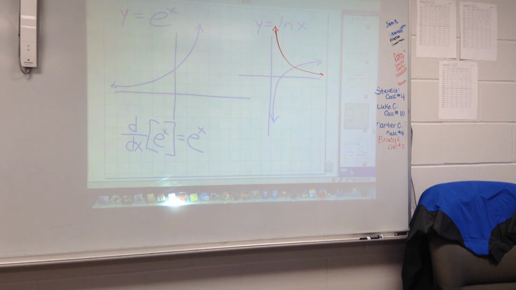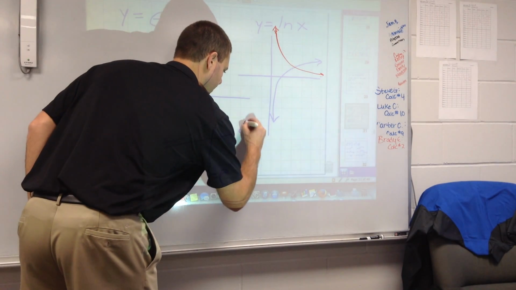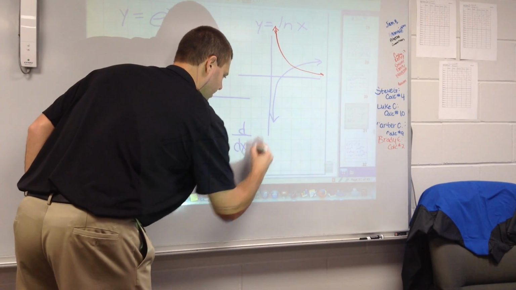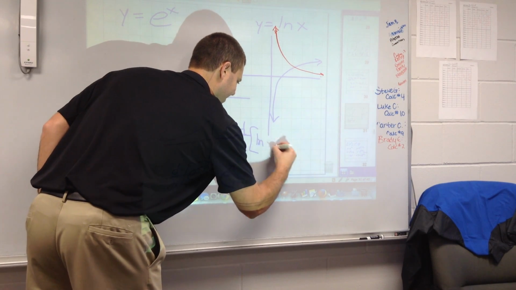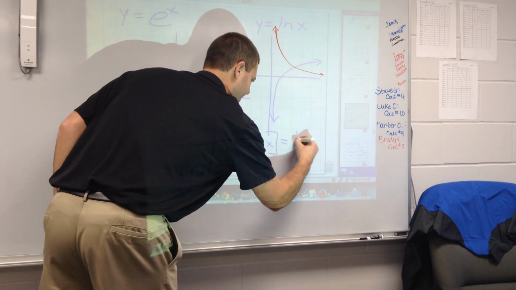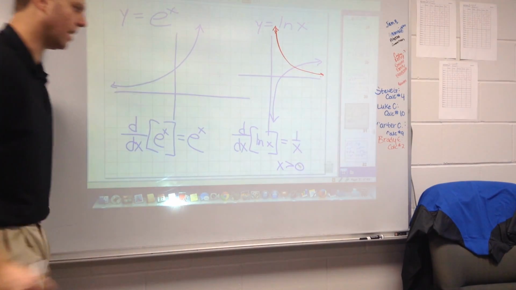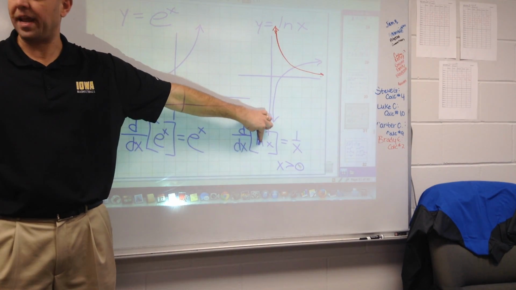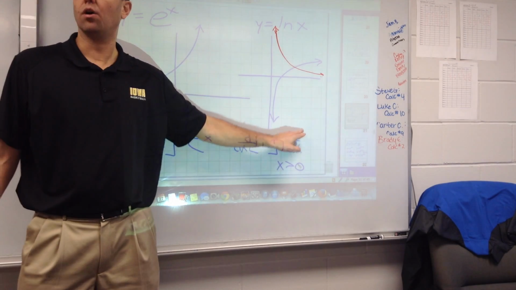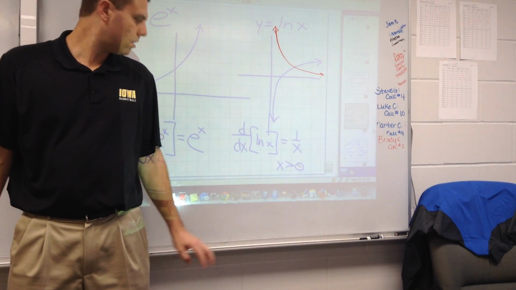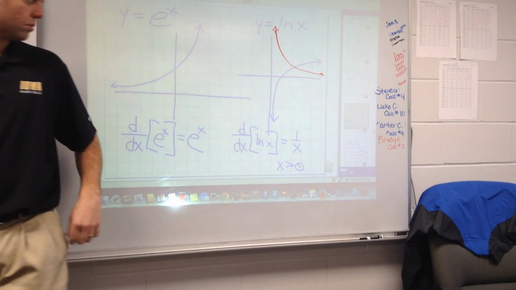What does that possibly look like? Like half of 1 over x. Okay? The derivative. Okay? The derivative of the natural log of x is simply 1 over x. But only for x values greater than 0.